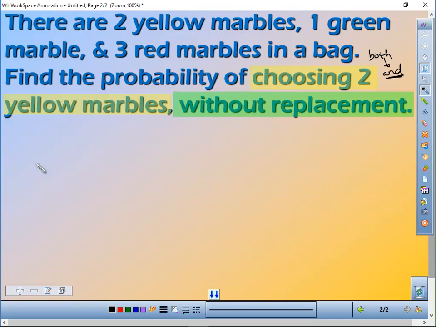So we're going to find, let's see, how would we work this one out? We need to do the probability for reaching in and grabbing our first yellow. And then we'll do the probability of reaching in and getting the second yellow.